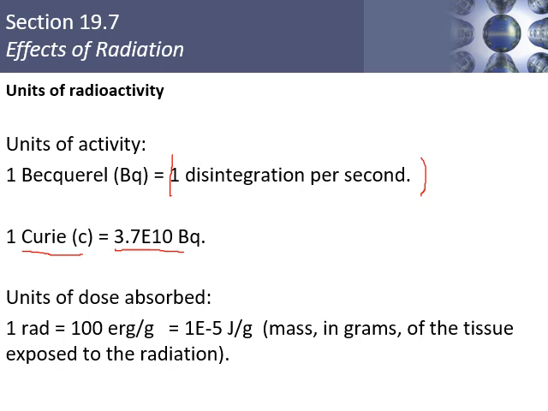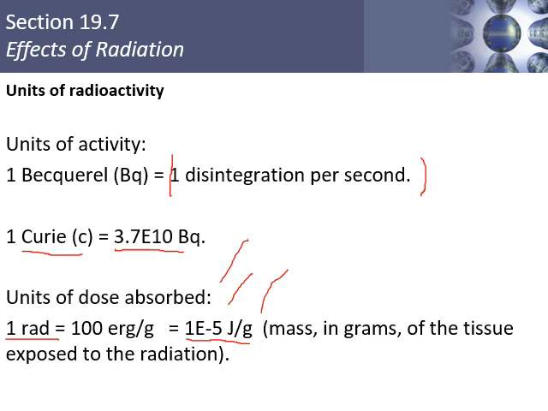As far as the thing that we're going to focus on in this last section, 1 rad, and you'll see this a lot in the news, is defined as, let's forget this first definition and come over here, it's 1 times 10 to the minus 5th joules per gram of your tissue. So however many grams you weigh, whatever radiation you're exposed to, you would divide that, and 1.0 times 10 to the minus 5th joules per gram would be defined as 1 rad.